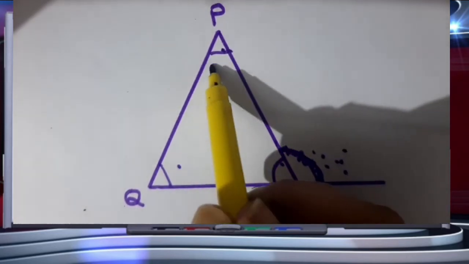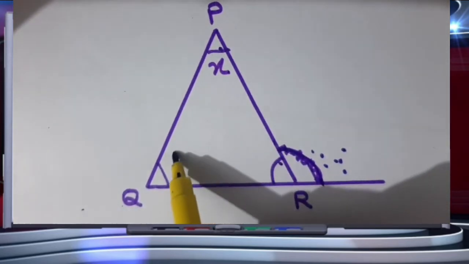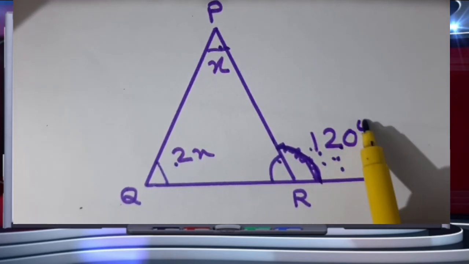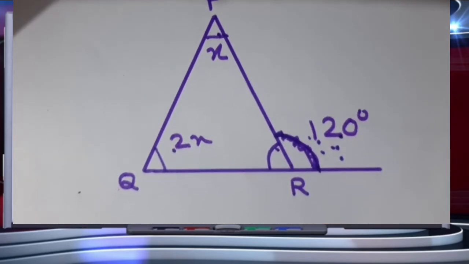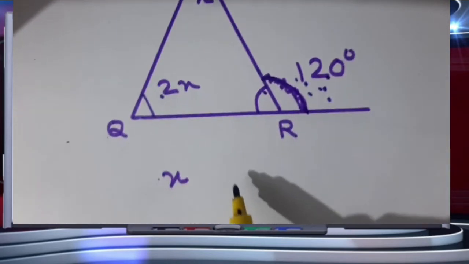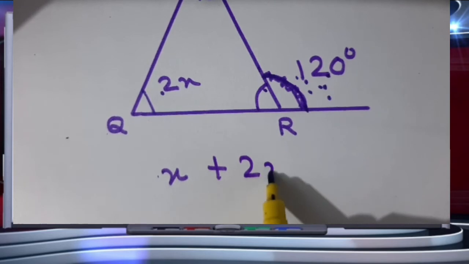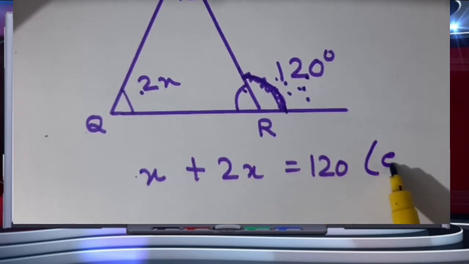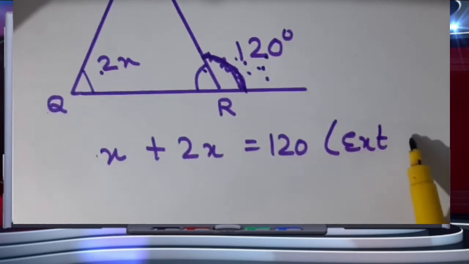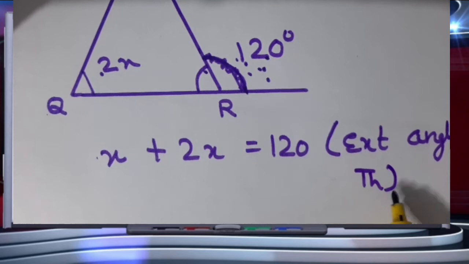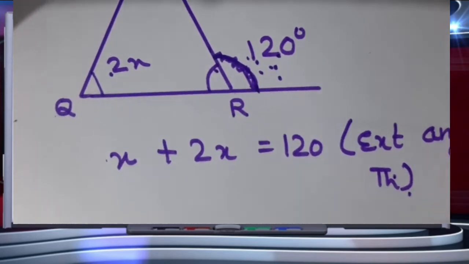So here angle P is x, angle Q is 2x, and the exterior angle is given as 120 degree. You have to find out the value of x. So x plus 2x is equal to 120 degree, and here you will write exterior angle theorem. Okay, this I am writing: exterior angle theorem.